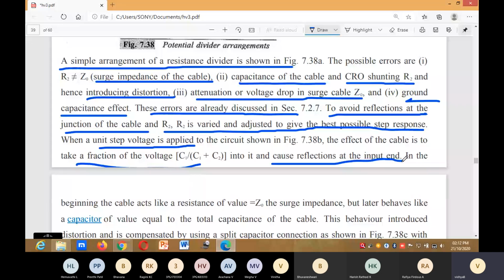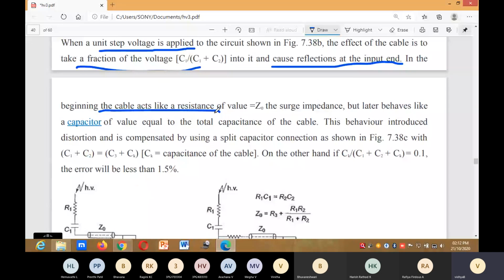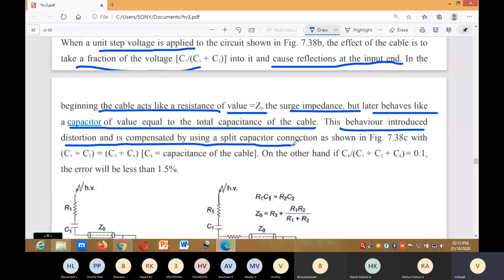In the beginning, the cable acts like a resistance of value equal to Z0, the surge impedance, but later it behaves like a capacitor of value equal to the total capacitance of the cable. This behavior introduces distortion, and it is compensated by using a split capacitor connection.